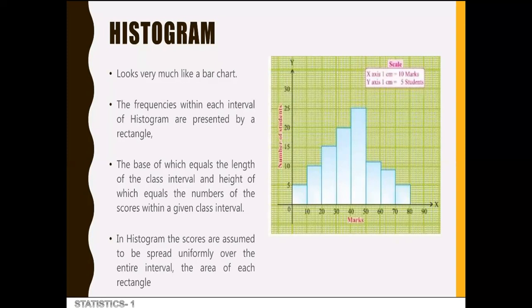In a histogram, the scores are assumed to spread uniformly over the entire interval, and the area of each rectangle is what you have to measure. The base of which equals the length of the class interval and the height of which equals the number of scores within the given class interval. So basically we normally take the class interval on the x-axis and frequencies on the y-axis. Based on that, we plot the values in the histogram.